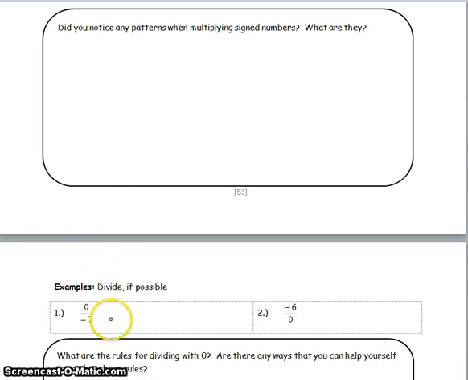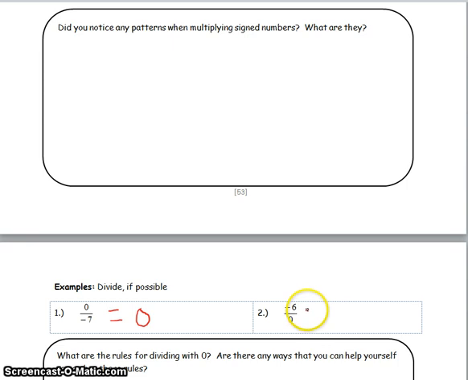Now we look down here at the next example. This time we're dealing with division. We have number 1, 0 divided by a negative 7. 0 divided by a negative number will still just give you 0. And remember, 0 is not positive or negative.